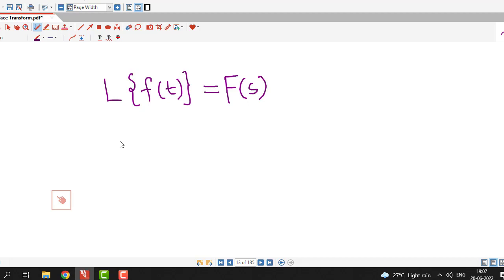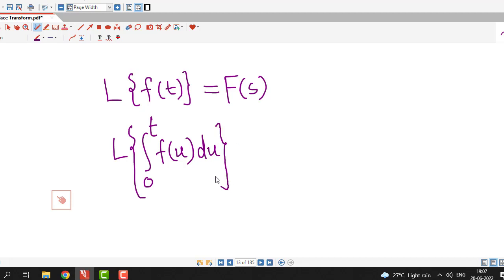We are familiar with the formula of Laplace transform of integral of a function. We know that if Laplace transform of f of t is capital F of s, then Laplace transform of integral of f of t, or we can use dummy variable f of u du, is given by capital F of s divided by s. We have discussed this formula while we were discussing Laplace transform. It is known as Laplace transform of integral of a function.